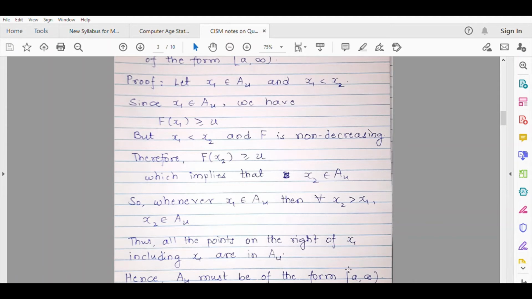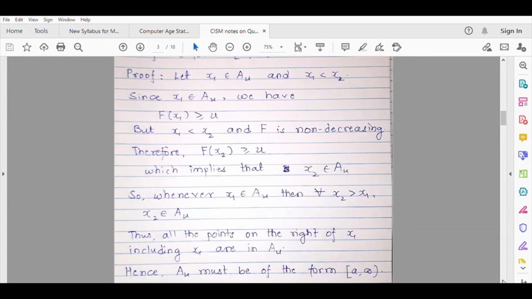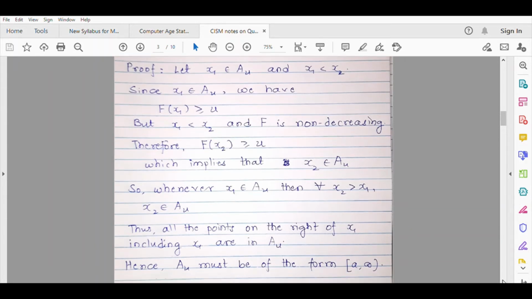Whatever boundary point you have, that point is also going to belong to AU. And so the interval will be of the type closed at the lower limit, and at the upper limit it is open, and in fact there is no finite upper limit. So this is an important result. I hope you will remember it properly.